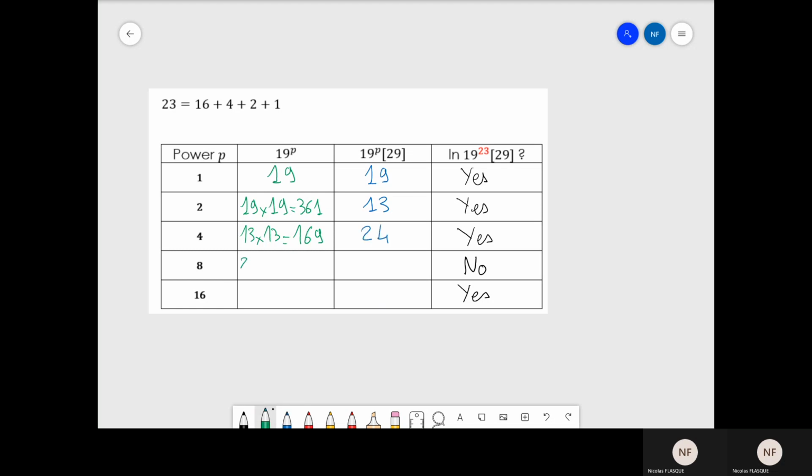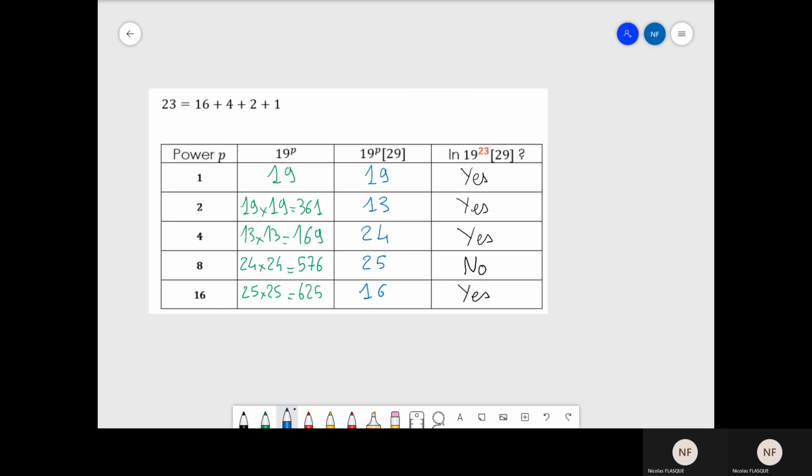And we go on here with, let's say, little values that are quite easy to calculate. It's 576. Modulo 29 is 25. And here we have 25 times 25, which is equal to 625. Modulo 29 is 16.